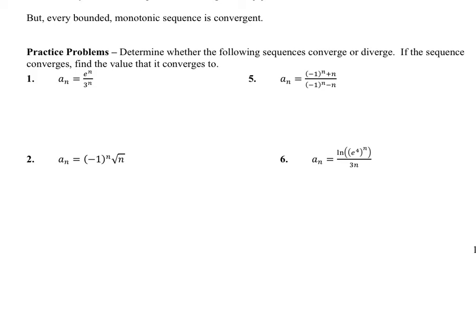Okay, so for number 1, we're looking at a geometric sequence. And remember, a geometric sequence takes on the form of r to the n. Right now it doesn't quite look like it's geometric, but if you do a simple rewrite, you have e divided by 3, to the power of n, and therefore r is equal to e over 3. We know that e is less than 3, so r is between -1 and 1, and since it's between -1 and 1, it is going to be convergent to 0.